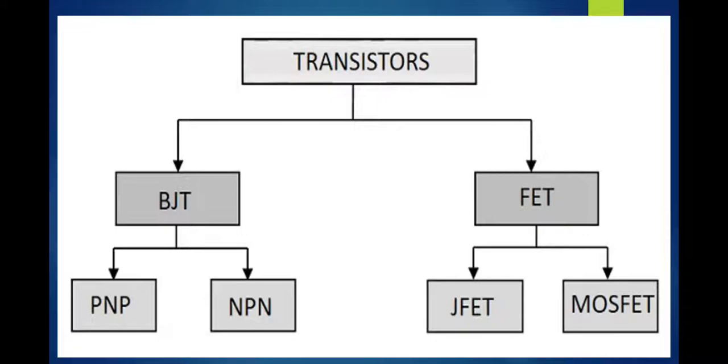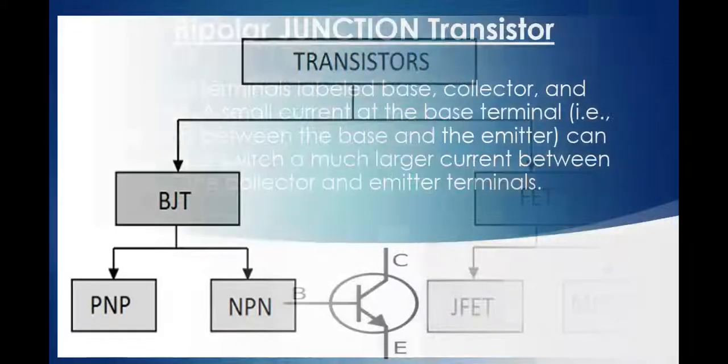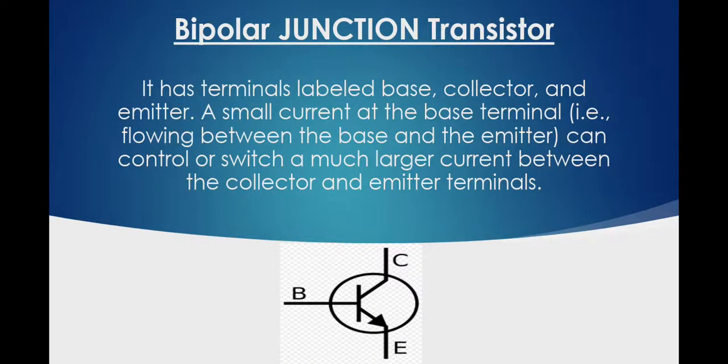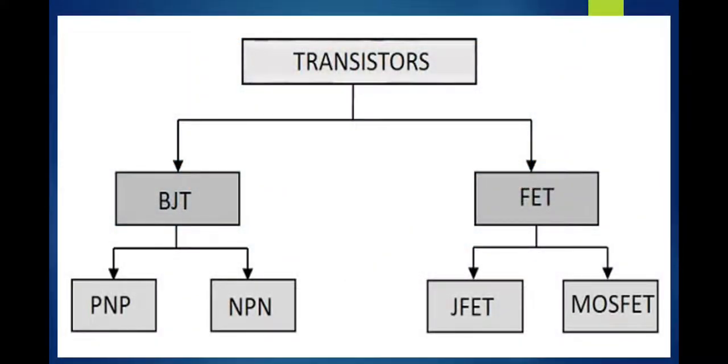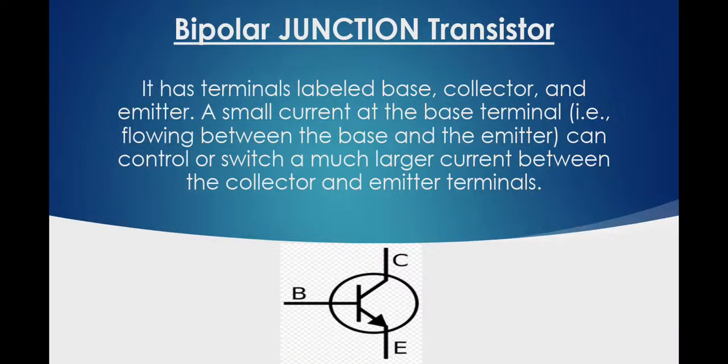Now there are different types of transistors. This is the chart of transistors. First one is BJT and next one is FET. What is the full form of BJT? BJT full form is bipolar junction transistor.